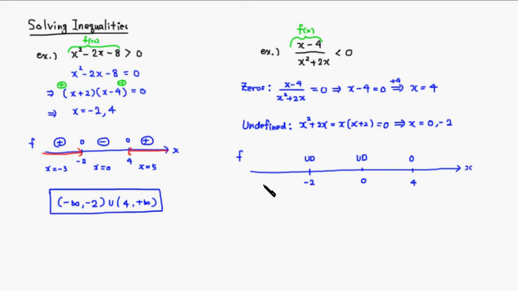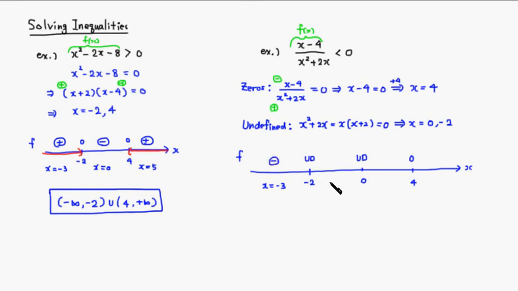Pick a sample number, so x equals negative 3 there. Then try to see if it's positive or negative. So if you put negative 3 here, the numerator would be negative 3 minus 4, so that would be negative. In the denominator, 3 squared is 9, plus 2 times negative 3, so 9 minus 6, that's positive. Negative divided by positive is negative, so we put the negative sign here.